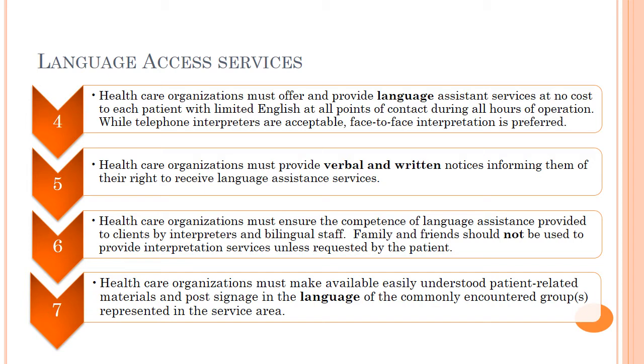Number 6, healthcare organizations must ensure the competence of language assistance provided to clients by interpreters and bilingual staff. Family and friends should not be used to provide interpretation services unless requested by the patient. And a lot of times you will have a patient who comes in with a sibling or one of their children or a parent who's going to translate for them. And of course, if they bring the person in, that means that they probably are okay with this.